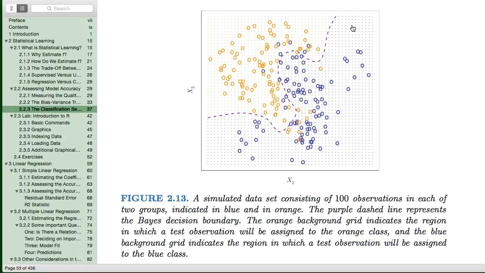And so we can compute the Bayes decision boundary because we know exactly what the probability is. By assigning each one to its most likely class, we know where the Bayes decision boundary is. And because there is some noise in the data, you can see that the Bayes decision boundary doesn't yield a perfect decision. So this is the best decision that we can possibly get, but it's not a perfect decision.